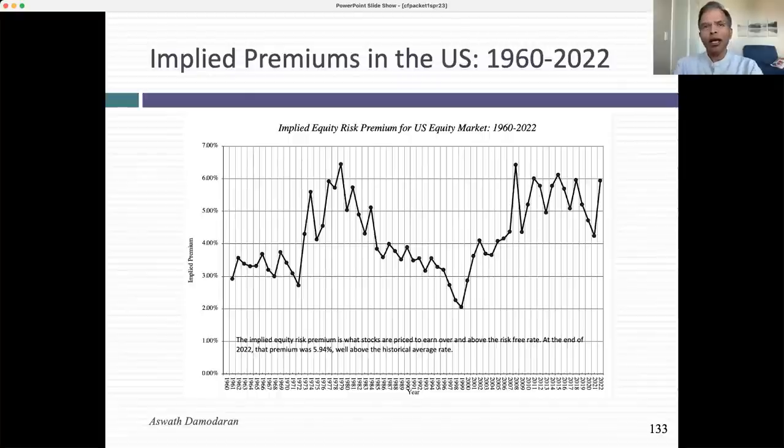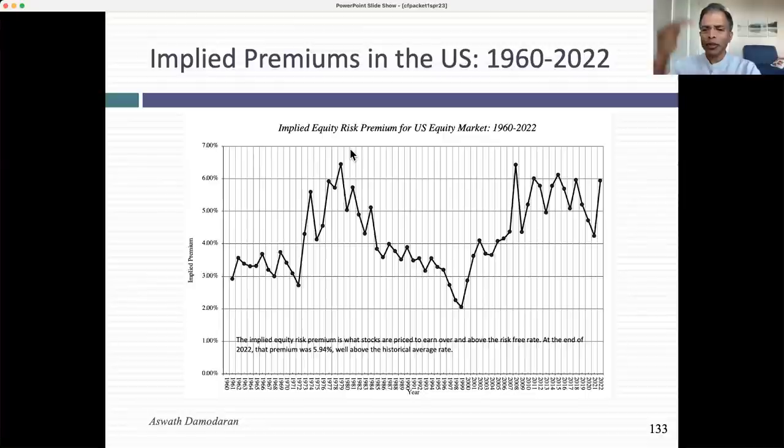Let me show you what the implied premium has looked like over time. So this is an implied premium graph for the US going back in time. Just to get a measure of 5.94%, where are we relative to what these numbers look like? In the 1960s, the US market's implied premium was between 3 and 3.5%. The US equities were the center of the universe. US was this nice, stable, mean reverting market. Then you get to the 70s, something's happening, right? The implied premium is shooting through the roof.